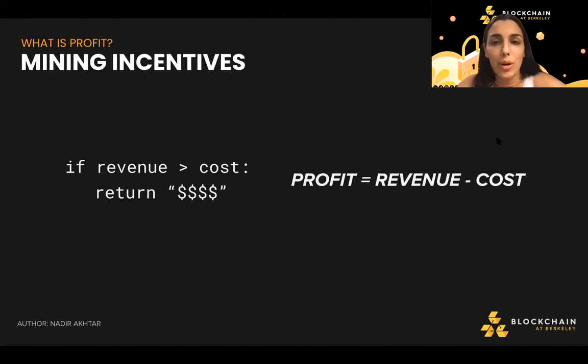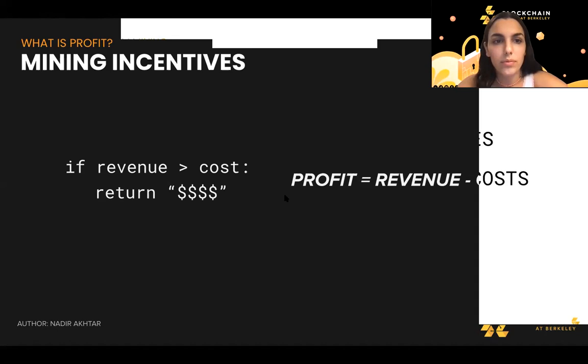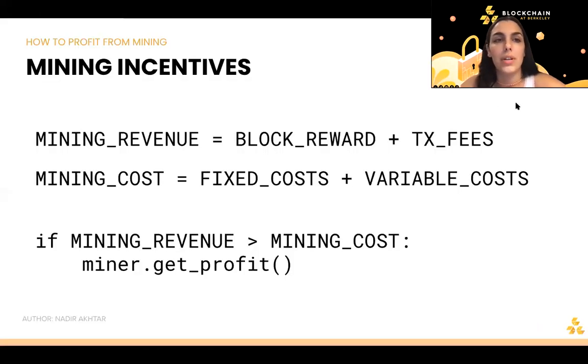This is pretty straightforward, but profit is equal to revenue minus cost. And so if revenue is greater than cost, then you're going to get a profit out of that. And so this is where we break down exactly mining incentives. And I think this is a little bit more when we get into the game theory behind it, of how we know that miners are acting honestly, how we know that they're going to continue to mine on the network, why are they incentivized to do so.